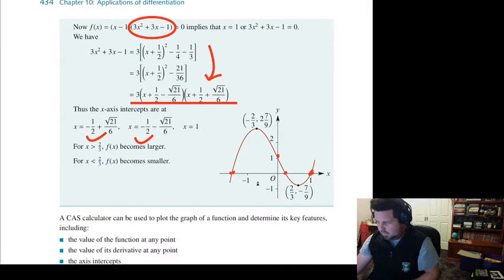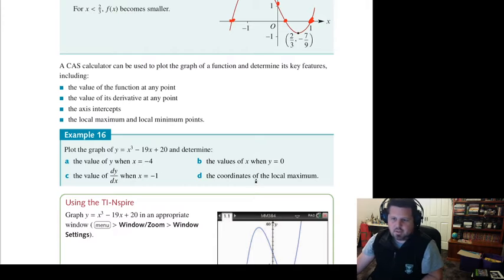Now the good news is this can be done on a CAS calculator as well. So you can find the value of a function at any point. Yep, you can find the value of the derivative at any point. You can find x and y intercepts. You can also find local maximum and local minimums.